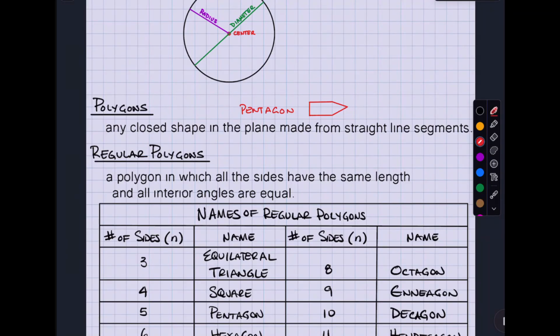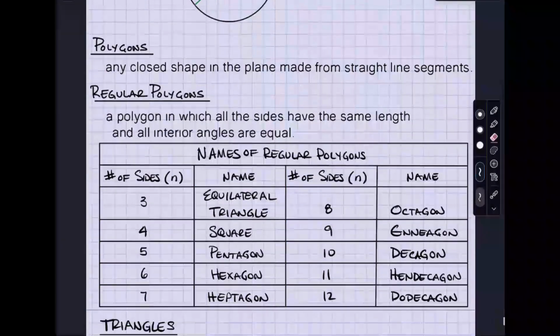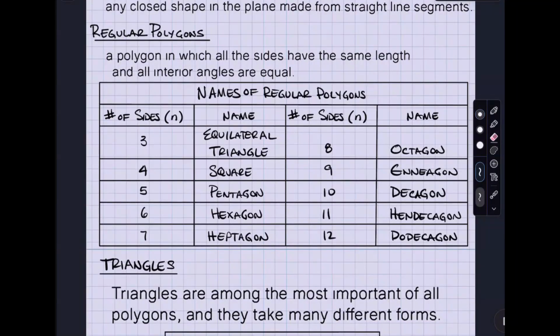So, but I wouldn't call that regular. Regular would mean that all sides and angles or interior angles are all the same. Okay. So really I couldn't even call that a pentagon, but because pentagon is actually a special name for the regular polygons. So here's the names for everything from 3 sides to 12 sides.